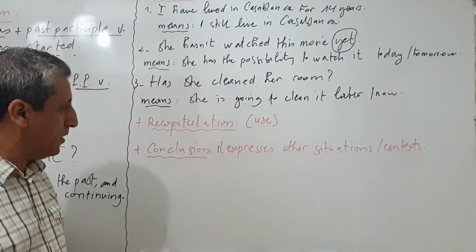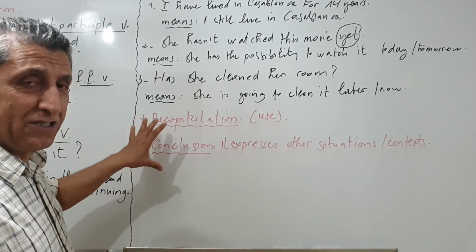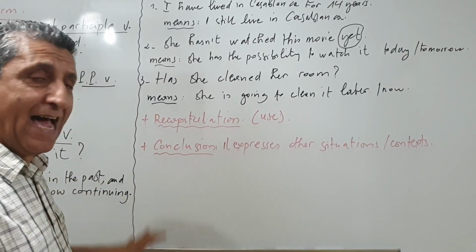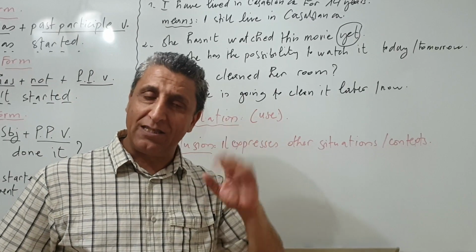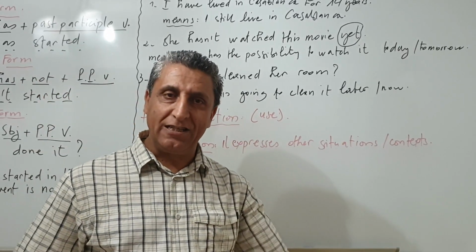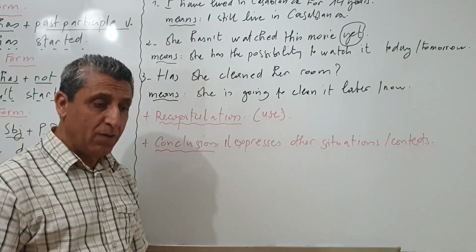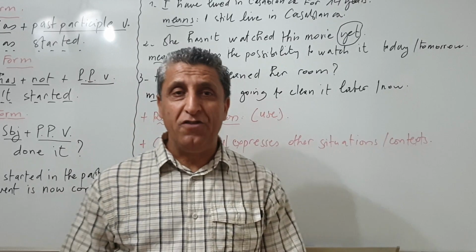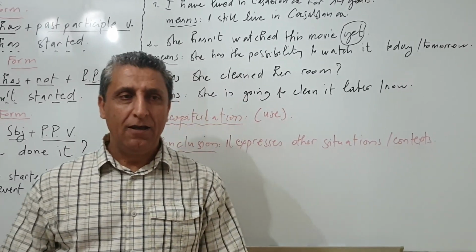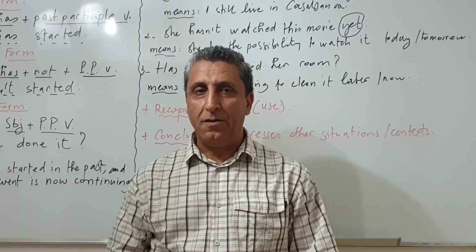Okay, now recapitulation. We said that we use the present perfect to talk about an action or event that happened in the past, and the impact of these events or actions still exists now. Now, the last point is, of course, the present perfect is a complex tense, and we cannot talk about all the points.